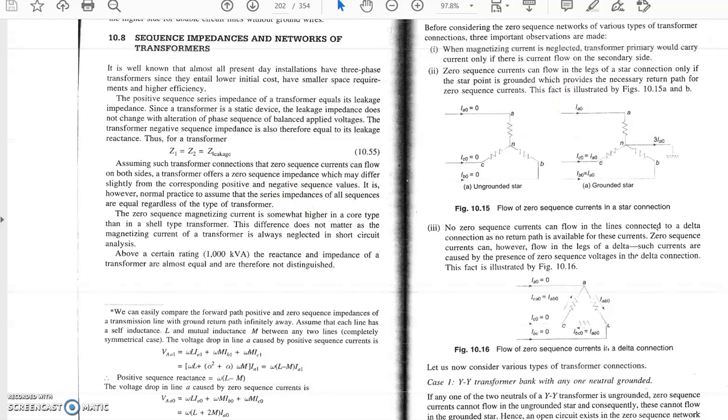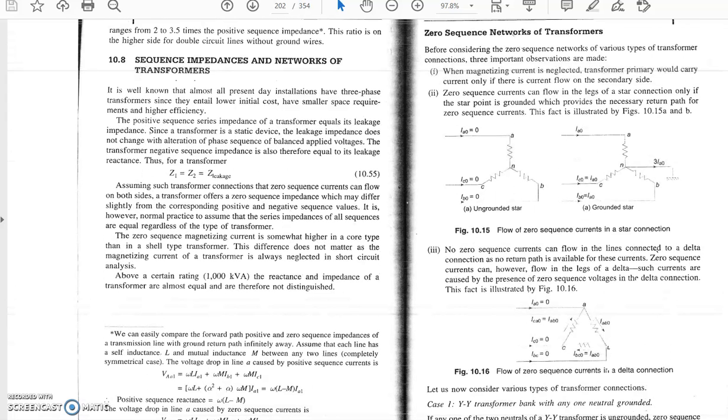Now let us discuss the zero sequence impedance of the transformer. Before considering the zero sequence network of the transformer, some observations are made. First observation: when magnetizing current is neglected, the transformer primary would carry current only if there is a current flow in the secondary side. This is the basic theory of the transformer. If we neglect the magnetizing current and there is no current or no load in the secondary circuit, then the primary current will also be zero, or equal to the magnetizing current of the transformer.